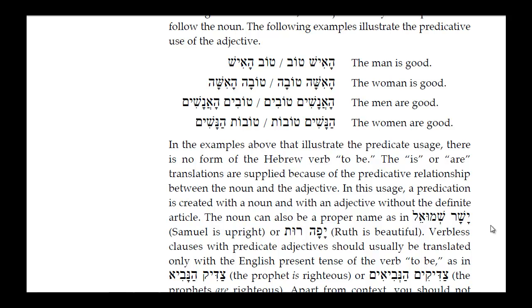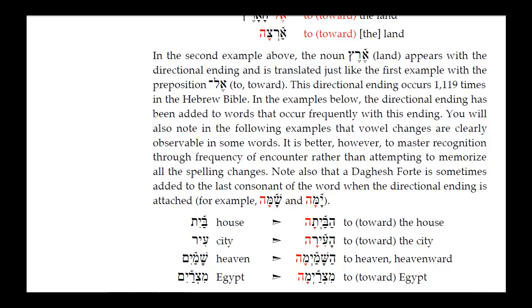Verbless clauses with predicate adjectives should also usually be translated only with the English present tense of the verb to be, as we have in this section here.